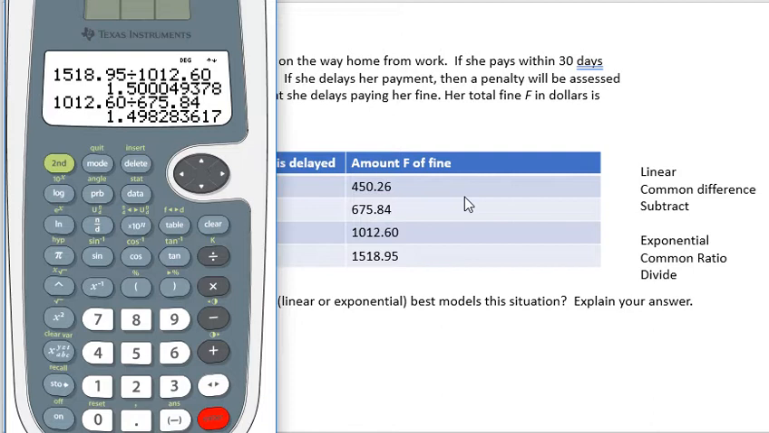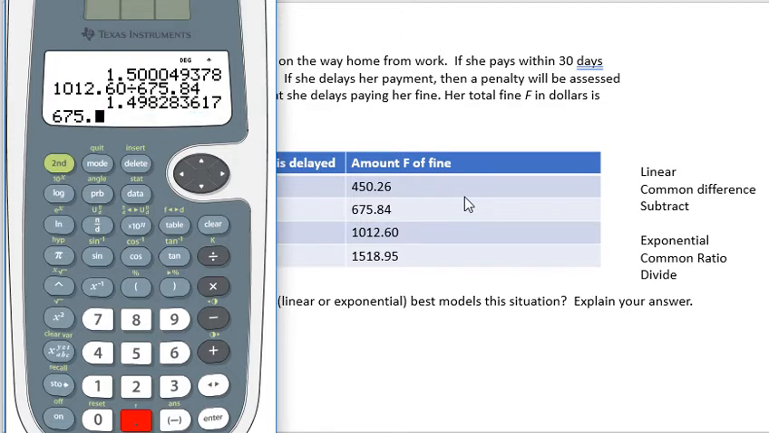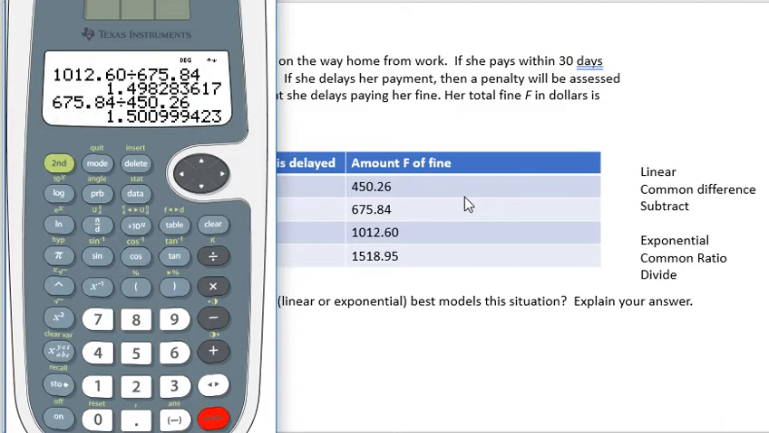Okay, so let's test it again. So if I go to 675.84, and I divide by 450.26, I'm back up to that 1.5. So we are golden. We have a common ratio. The common ratio is the same. It's 1.5 if we round for all of them.